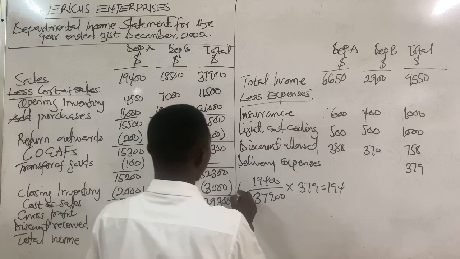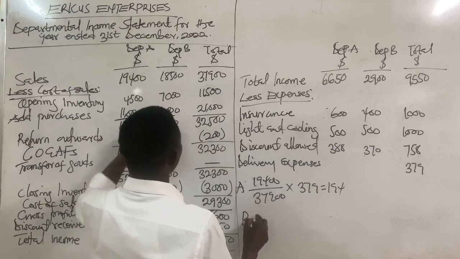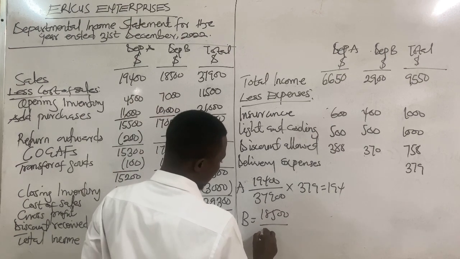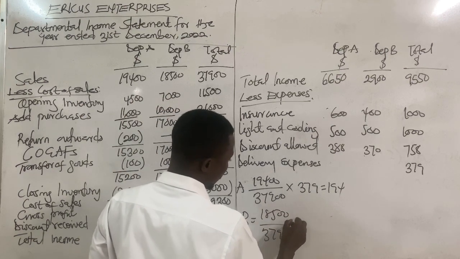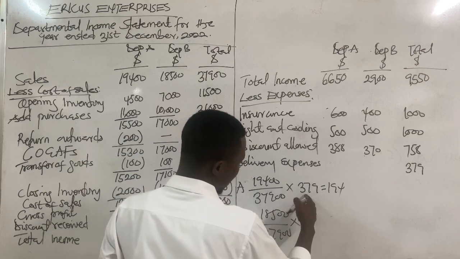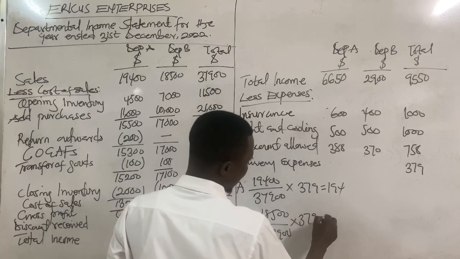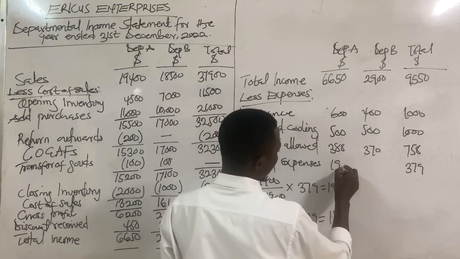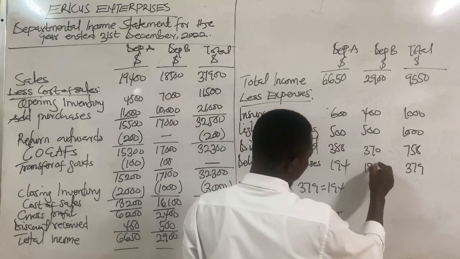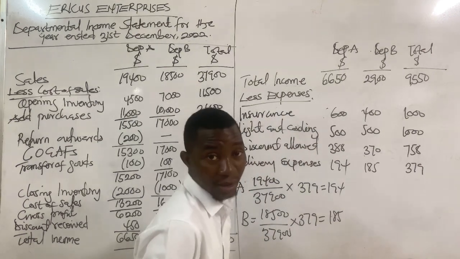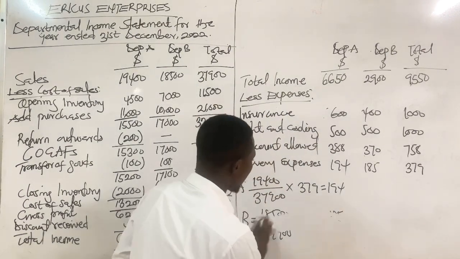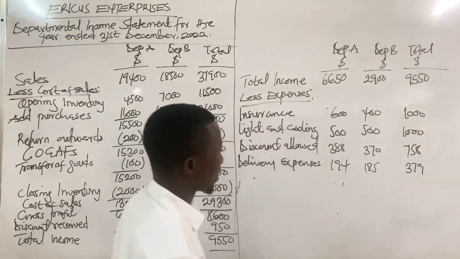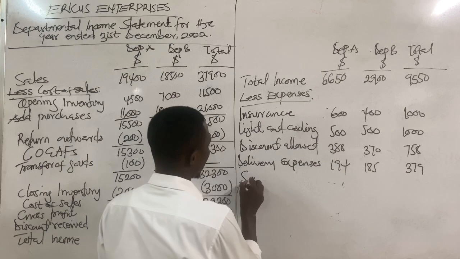So for department B, you have 18,500 divided by 37,900 multiplied by the same 379, which is going to give us $185. So we allocate it accordingly. Is that clear? So let's consider the next expense. The next expense is salaries.